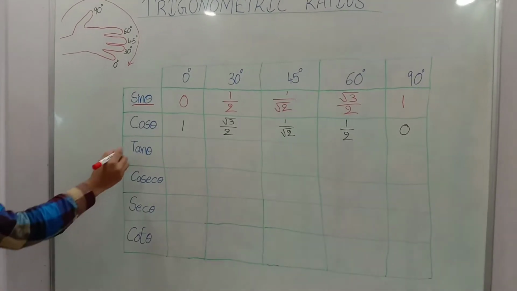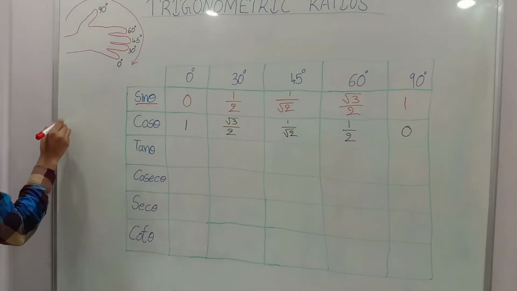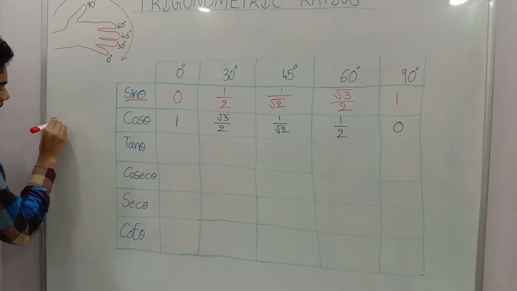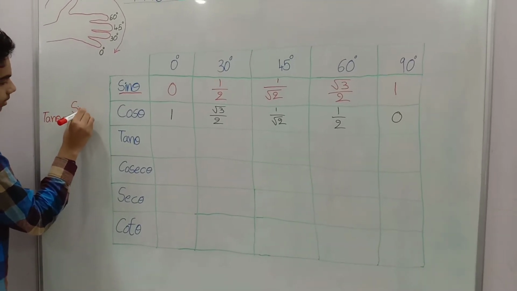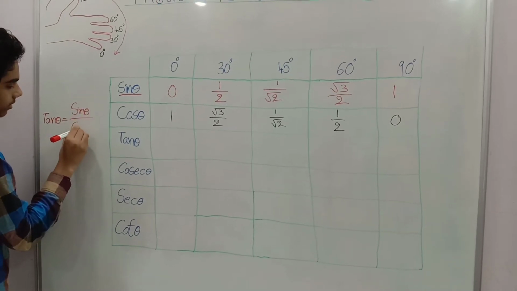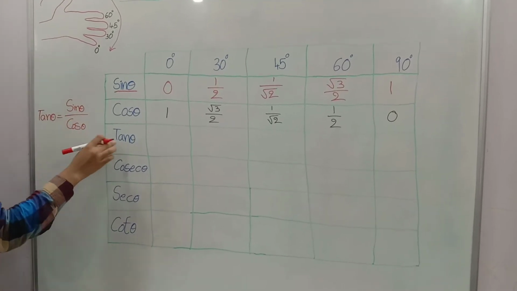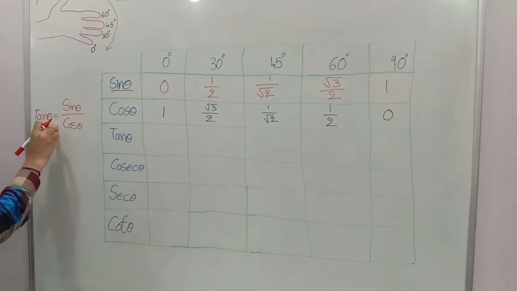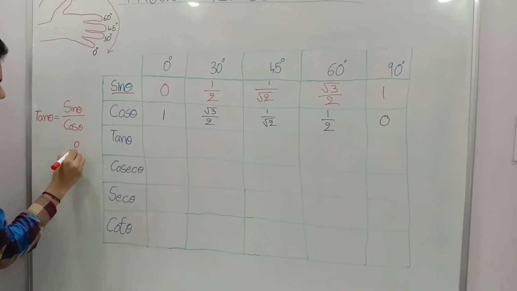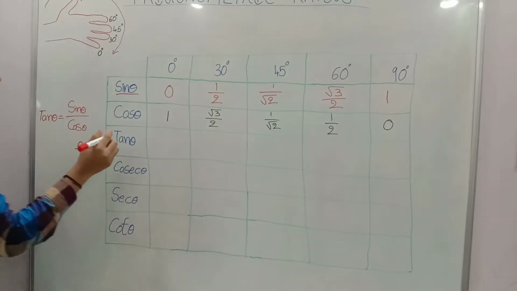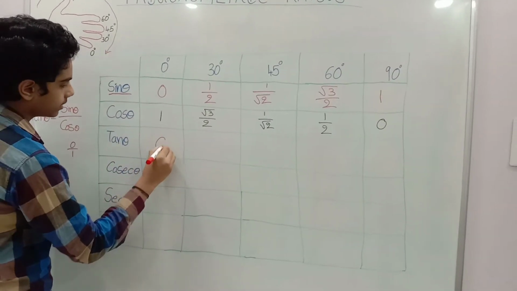Now let's write tan values. For tan there is a formula: tan theta equals sin theta by cos theta. Now let's take tan 0. Tan 0 equals sin 0 by cos 0. Sin 0 is 0, cos 0 is 1. 0 by anything is 0. So tan 0 is 0.